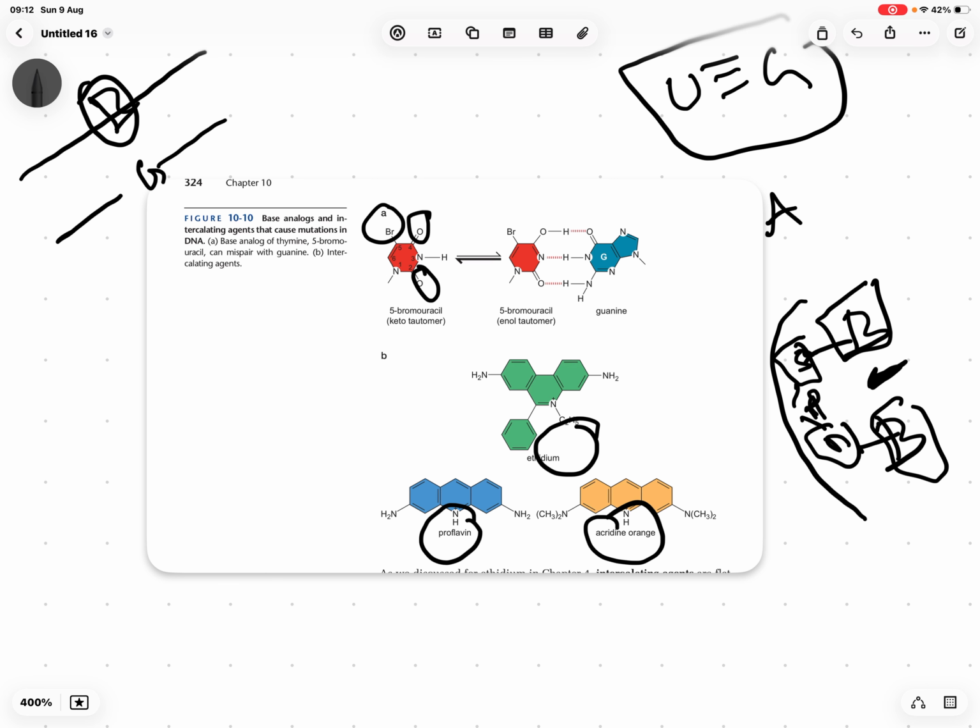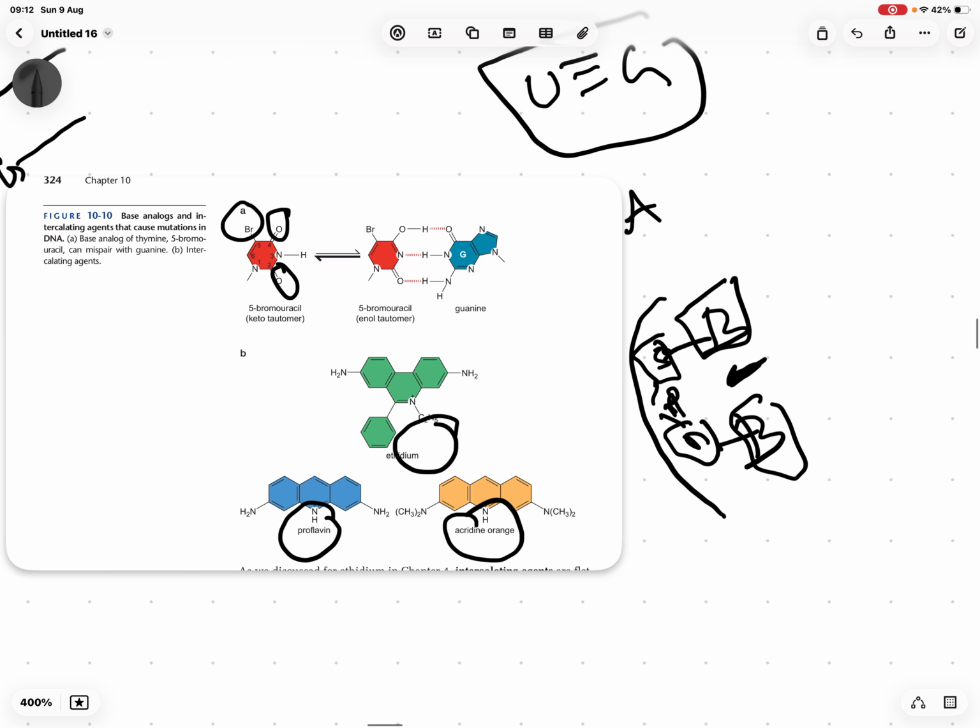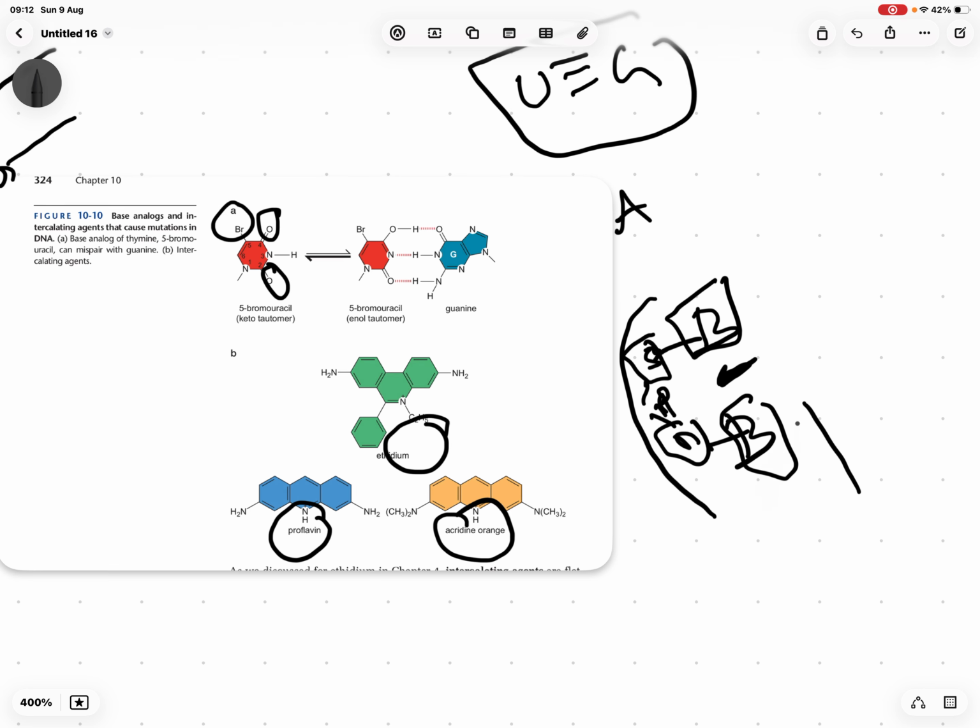When they are present in between the bases, and the replication machinery reaches the place where this type of chemical agent is present between the bases, the replication machinery may read this chemical agent as one nucleotide present on the template DNA, and it may try to incorporate a nucleotide on the daughter DNA against this particular chemical agent. That leads to a frame shift of the DNA sequence on the daughter strand.